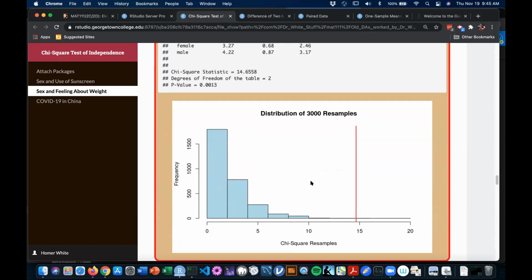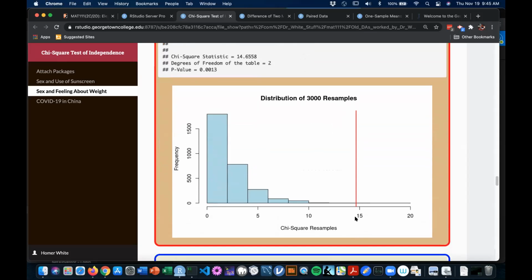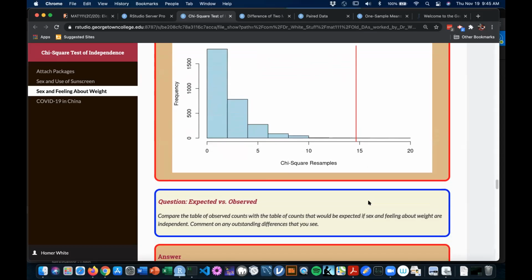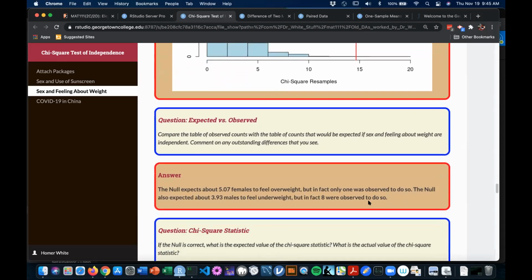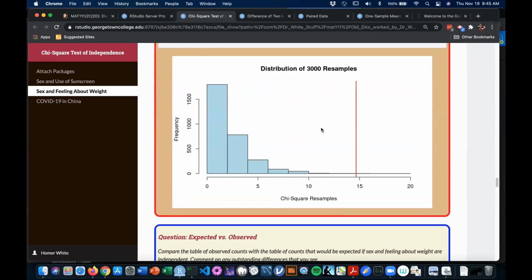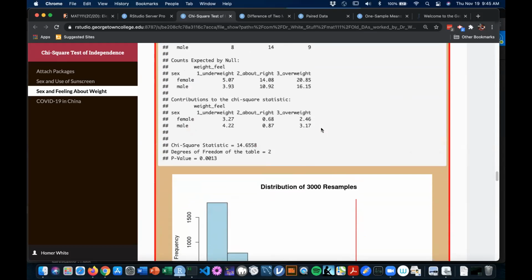And here is a little histogram of those 3,000 resampled chi-square statistics. Hardly any of them got past the 14.6. The rectangle that tries to cover them is so short, it can't even be seen it's different from the x-axis. And so now you can go and do your work. So the expected versus the observed, just like before, you look for some big differences and talk about them.